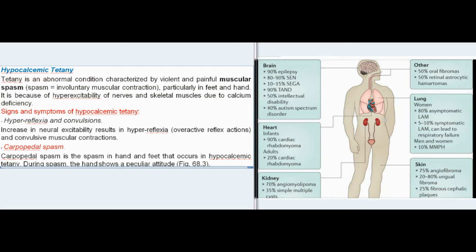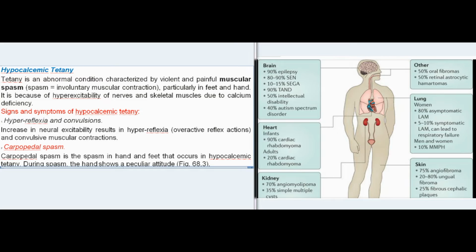Spasm is involuntary muscular contraction, particularly in feet and hand. It is because of hyperexcitability of nerves and skeletal muscles due to calcium deficiency. Signs and symptoms of hypocalcemic tetany: hyperreflexia and convulsions. Increase in neural excitability results in hyperreflexia, overactive reflex actions, and convulsive muscular contractions.